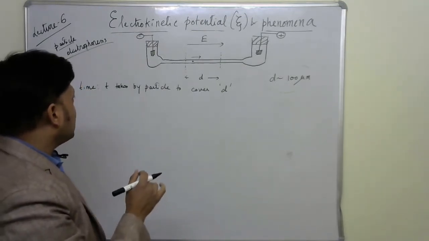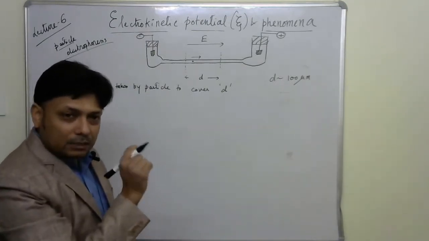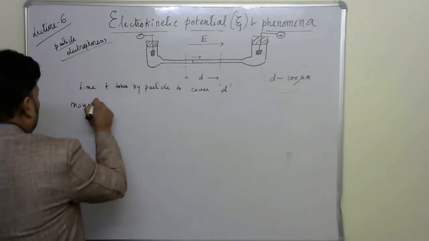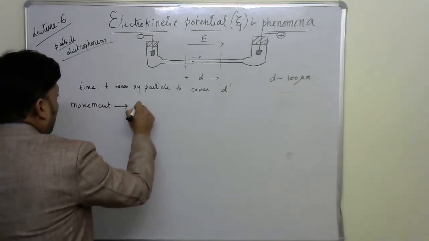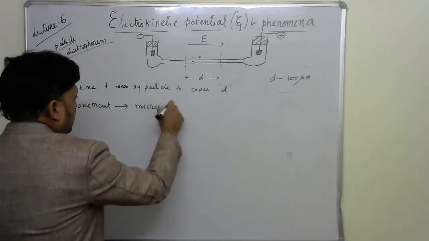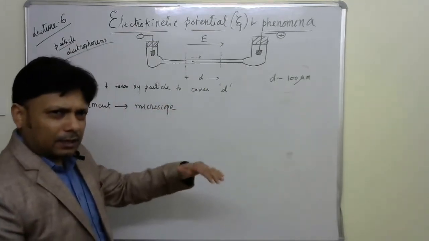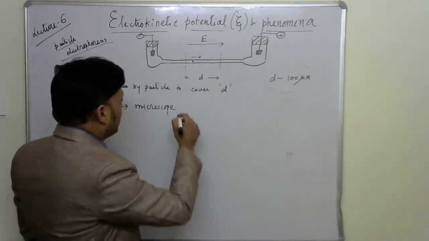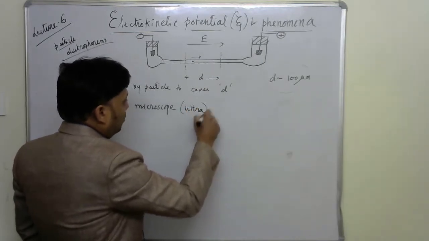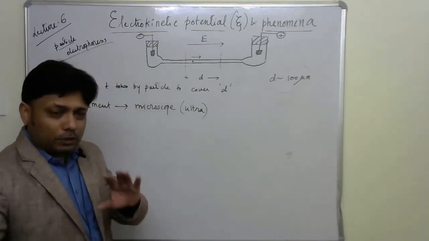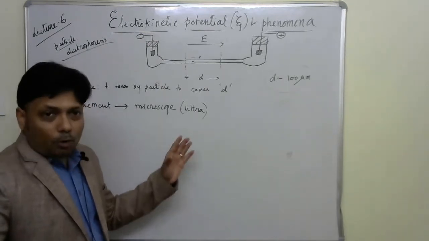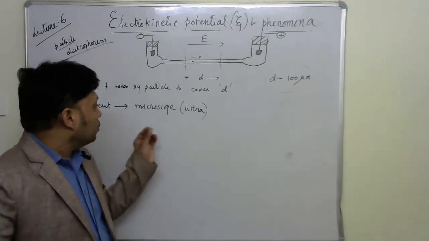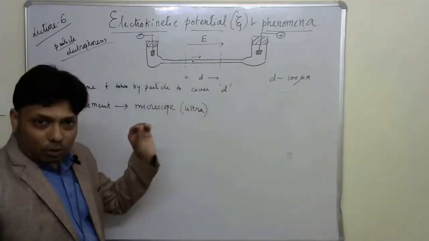Usually the movement of the particle is observed by a microscope. When this technique was built, in the initial era, the microscope that was used was an ultramicroscope. So the question is, what is an ultramicroscope? We will talk about that when we talk about the optical properties of colloids. But of course, this is not an optical microscope, remember. So using some microscope, the movement of the particle is observed.